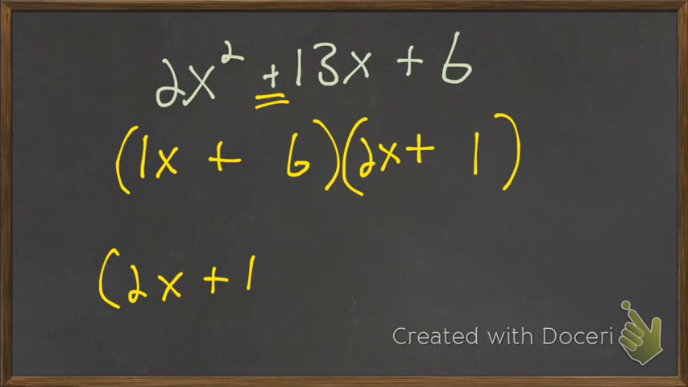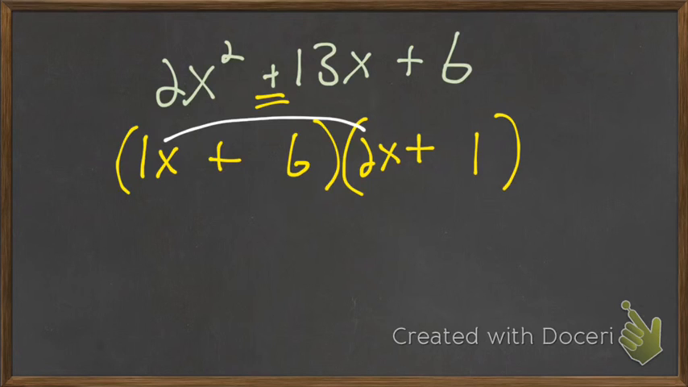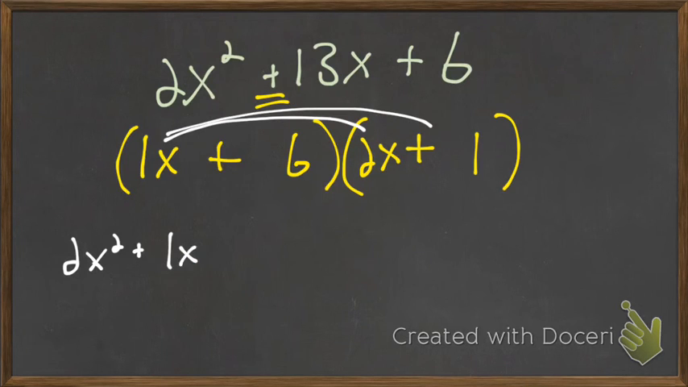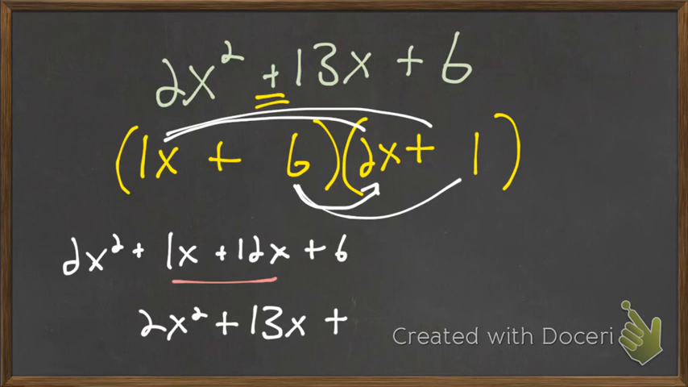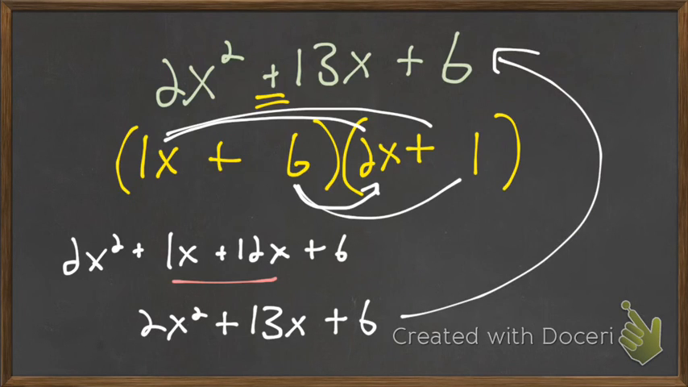The whole reason that we're doing this is if we were to use FOIL, if we were to redistribute this, it'd be 1x times 2x, which is 2x squared, plus 1x times 1, which is 1x, 6 times 2x, which is 12x, and then 6 times 1, which is 6. If you add together your like terms, you end up with 2x squared plus 13x plus 6, which is what we started with.